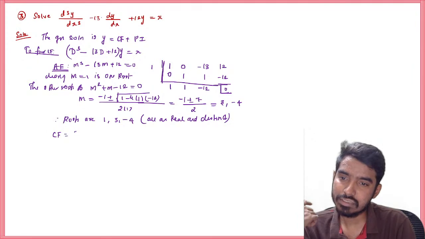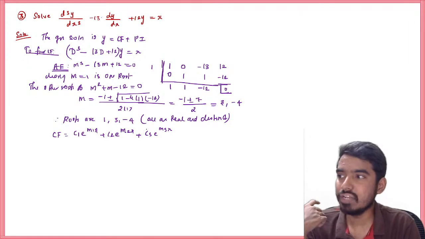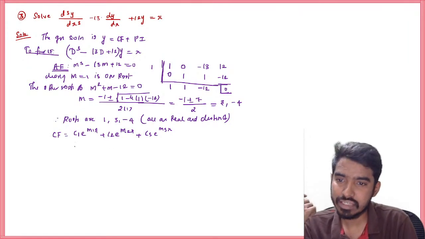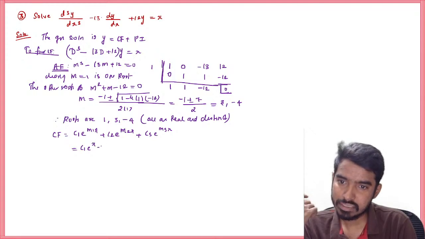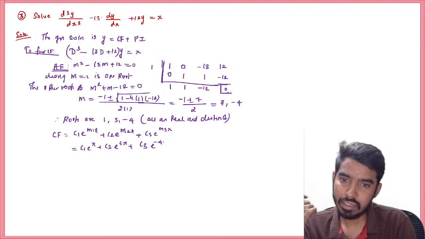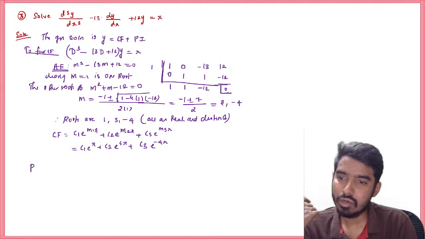Therefore, our characteristic function is c1 e power m1x plus c2 e power m2x plus c3 e power m3x. This is the characteristic function if your roots are real and distinct. So it will be c1 e power x plus c2 e power 3x plus c3 e power minus 4x, right? Yes. Now we will find the partial integral.